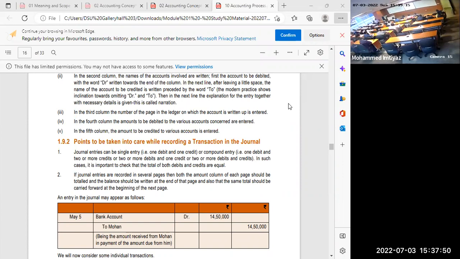So two accounts are affected here. What are the two accounts? Cash account and Ajit account. Cash comes under real account. Ajit comes under personal account. So these two rules are to be referred to. Based on that rule, you have to make the journal entry.